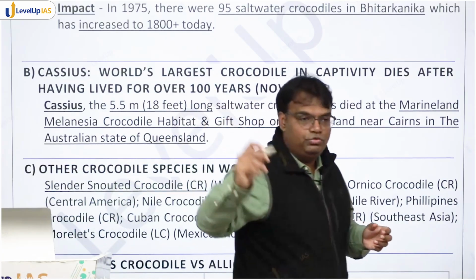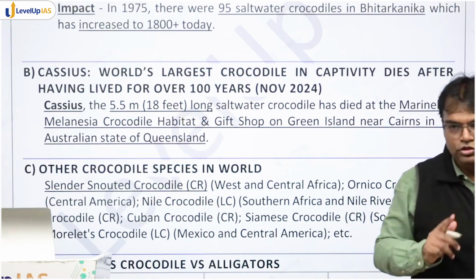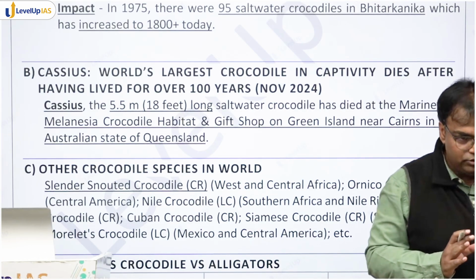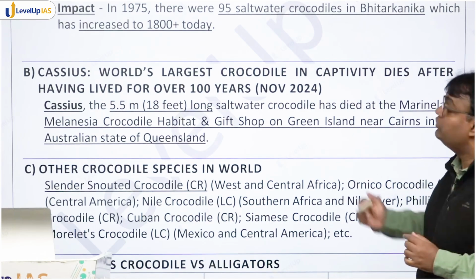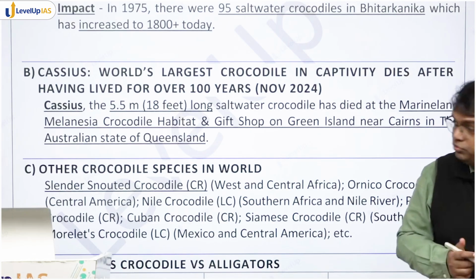A question may refer to a crocodile, a tiger, an elephant. This kind of question can come. So you should know Cassius was the largest crocodile, a saltwater crocodile, which lived for 100 years and died recently. Cassius was in the news for that reason.